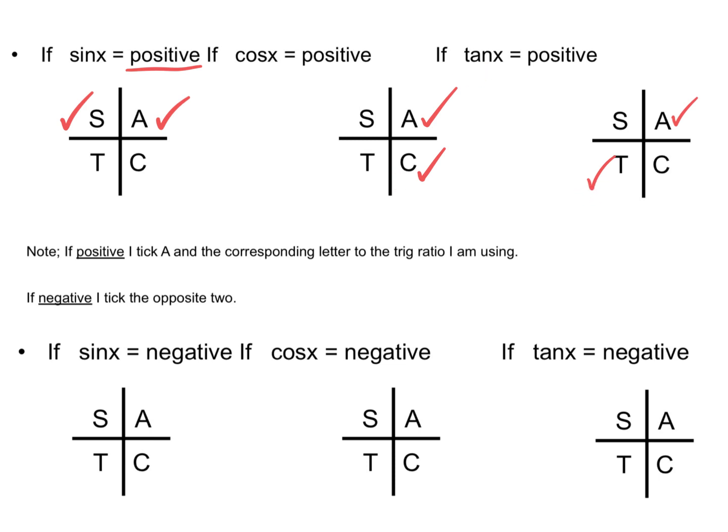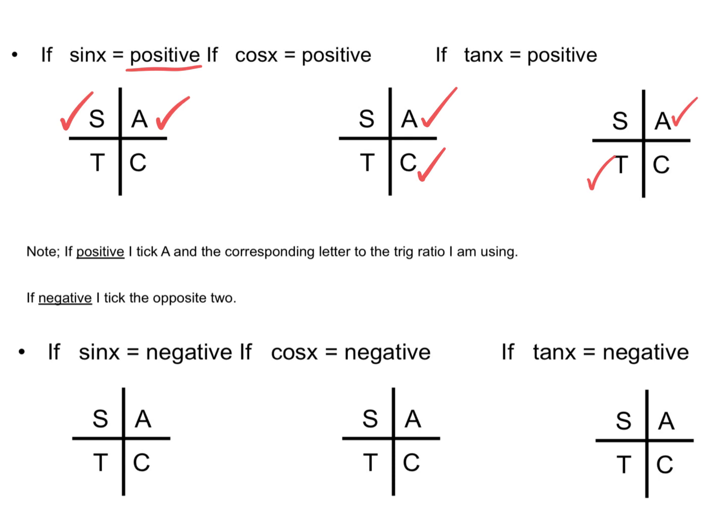Now, if I tick those for when sine is positive, then that means that sine will be negative here and here. On this one, if cos is positive here and here, then cos is negative here and here. And if tan is positive there and there, then tan must have been negative here and here. So basically, if it is sine x equals a negative number, cos x equals a negative number, or tan x equals a negative number, we tick the opposite two than the two we would tick if it was positive.